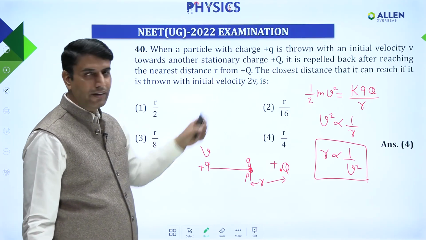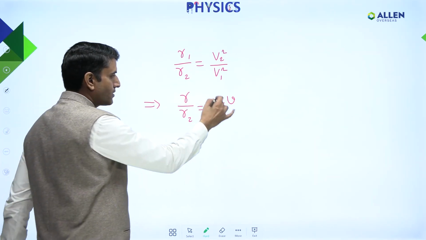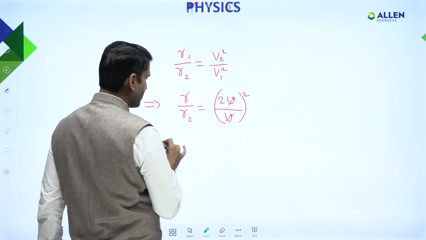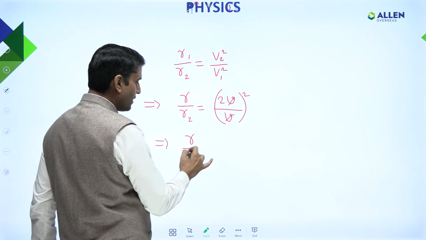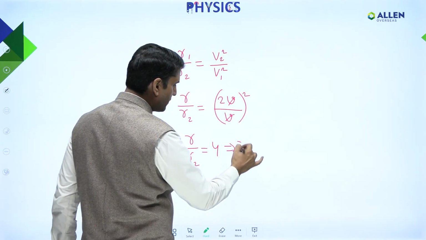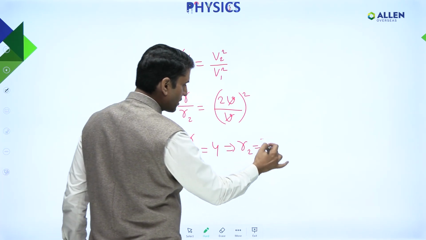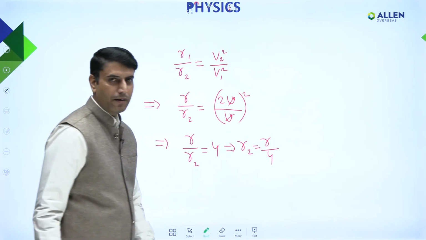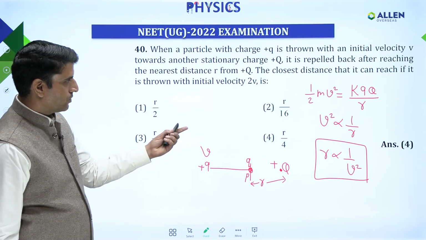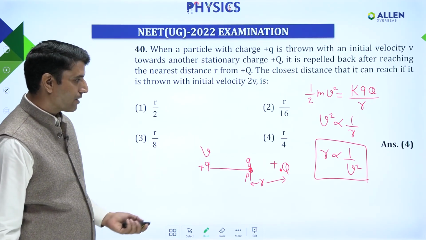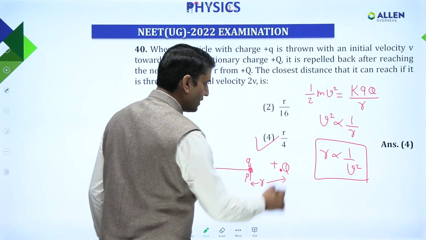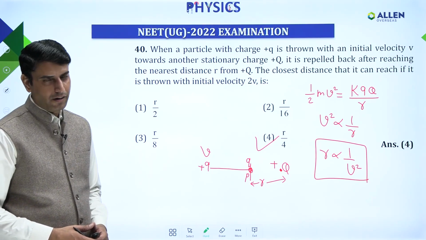So it is 2v and it is v, so whole square, v cancelled out. From here we can write r upon r2 is 2 to the 4, so we will get r2 that would be r by 4. That would be the nearest distance. So the closest distance is r by 4, so the fourth option would be the right answer. I hope you got it.